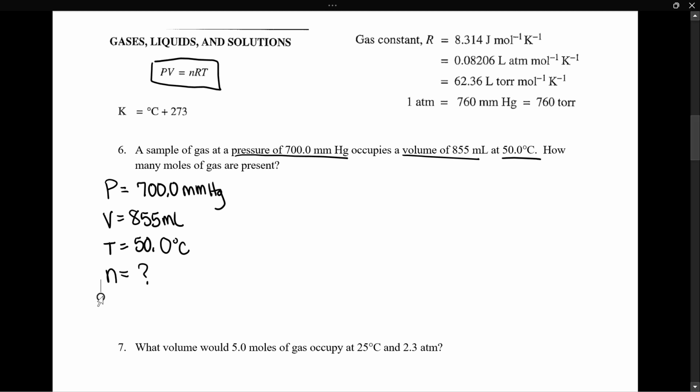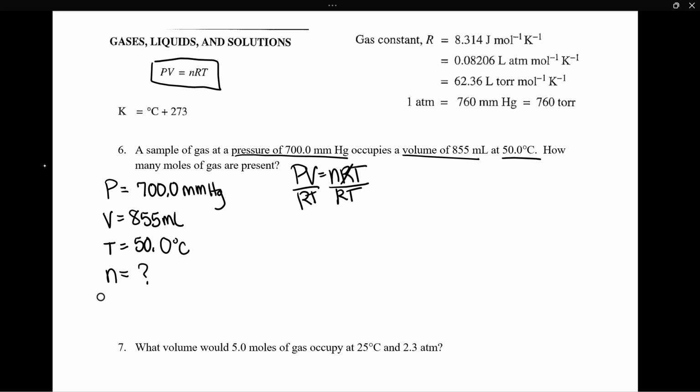So you see a P, a V, a T, an N. This looks like a job for the ideal gas law, PV equals nRT. I want to rearrange it to solve for n. So I'm going to divide both sides by RT. There we go, those are going to cancel out. Boom, and I'm going to end up with this: n equals P times V over R times T. Now I just need to plug in these numbers.